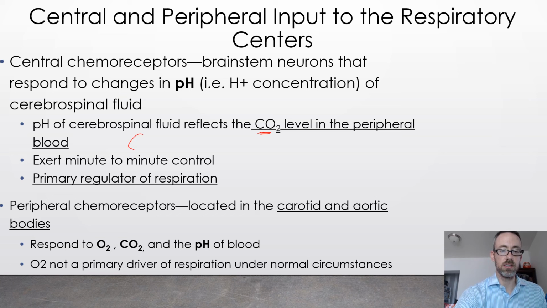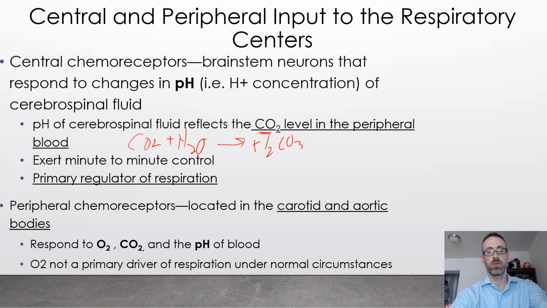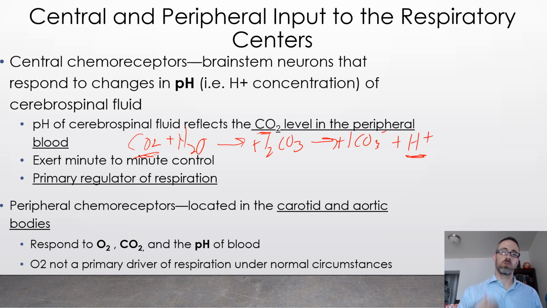So again, this is the CO2 plus water. We're going to yield H2CO3, bicarb plus the hydrogen ion. So there's our CO2 and there's our proton. So what you're seeing is that as the CO2 levels start to rise, that actually diffuses across our blood-brain barrier into the cerebrospinal fluid, and these specialized central chemoreceptors can convert that to protons.